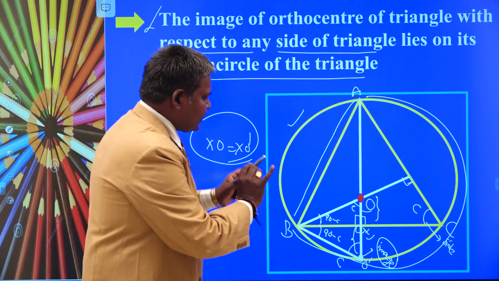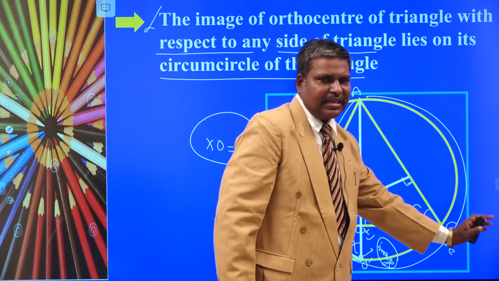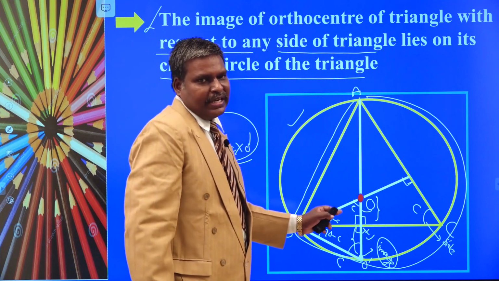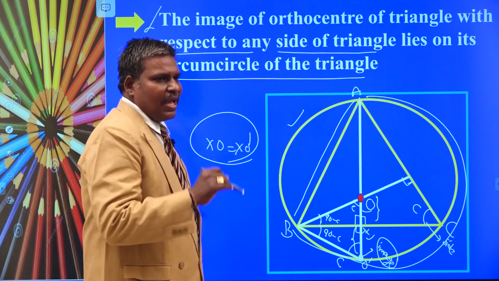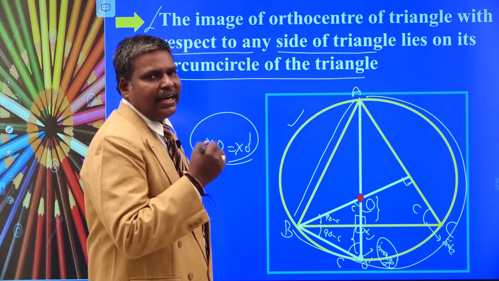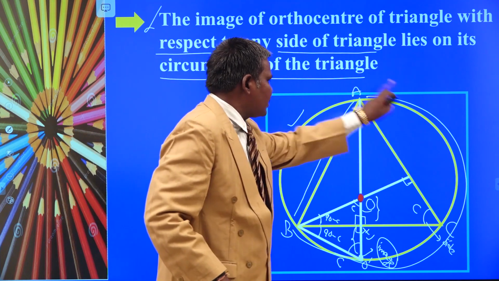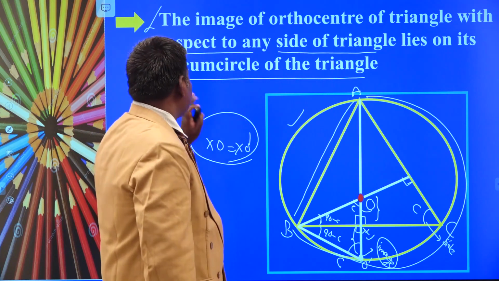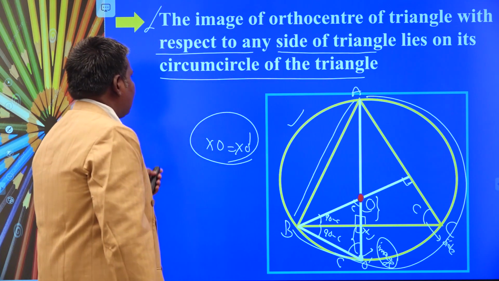If you observe that, we obtain the result. Angles in the same segment are equal is a very, very important identification from the figure itself. We obtain the beautiful result. That means the image of the orthocenter of a triangle with respect to any side of the same triangle must lie on the circumcircle of the triangle. This is the story. So let us see one problem.